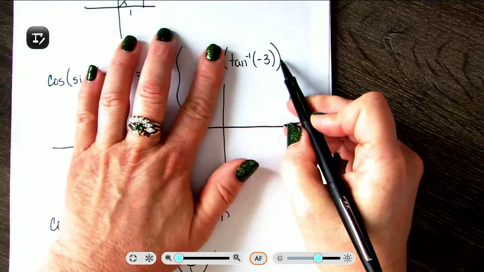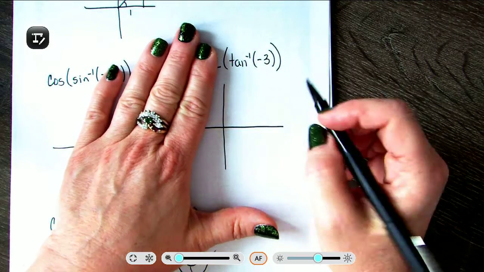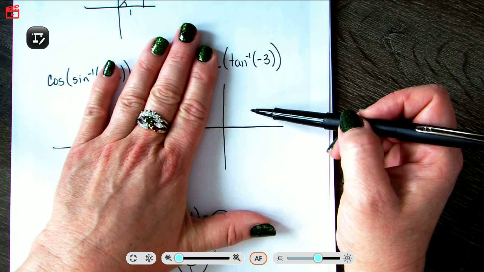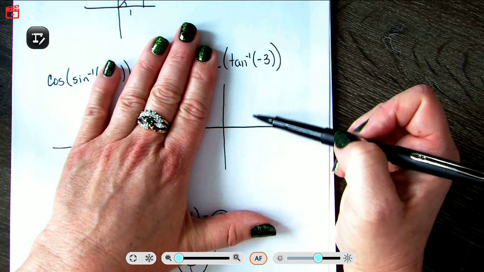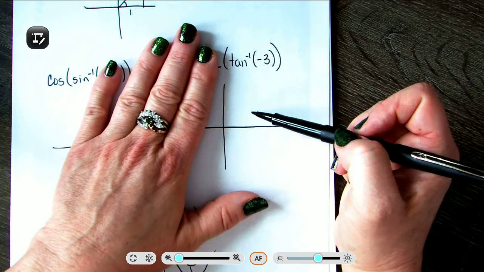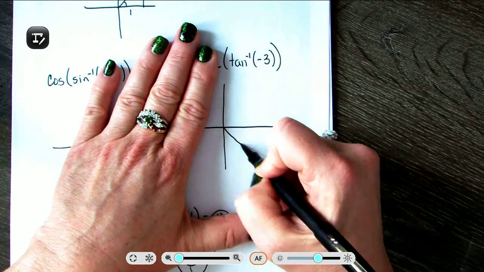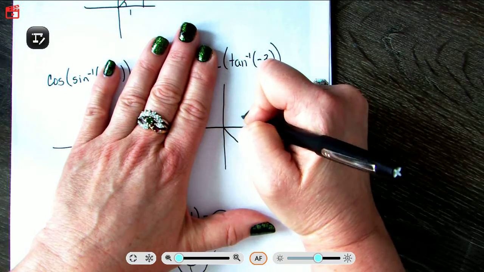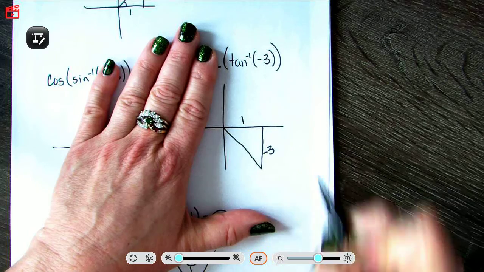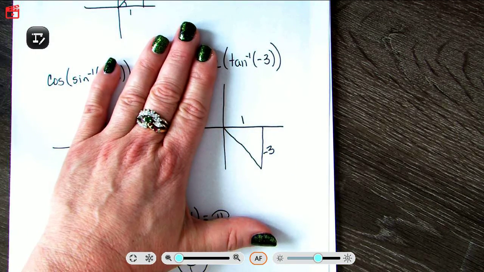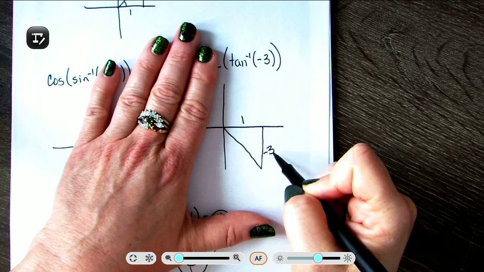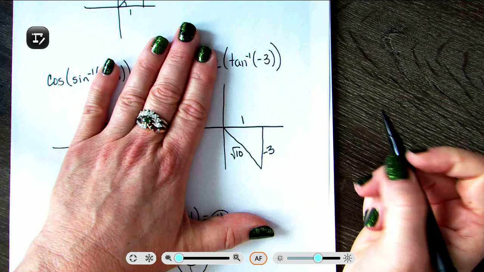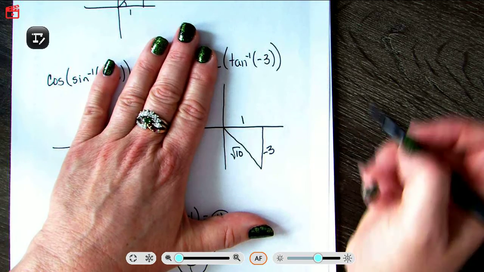But this is going to give me an angle. So I'm going to draw a triangle in either the fourth or the first, because inverse tangent is restricted to the fourth or the first for the angles coming out. Since it's negative, I'm down here. Tangent is opposite over adjacent. This is where my negative is, because it's going down. Using the Pythagorean theorem, 3 squared is 9, plus 1 is 10, so this is going to be the square root of 10, which does not simplify.